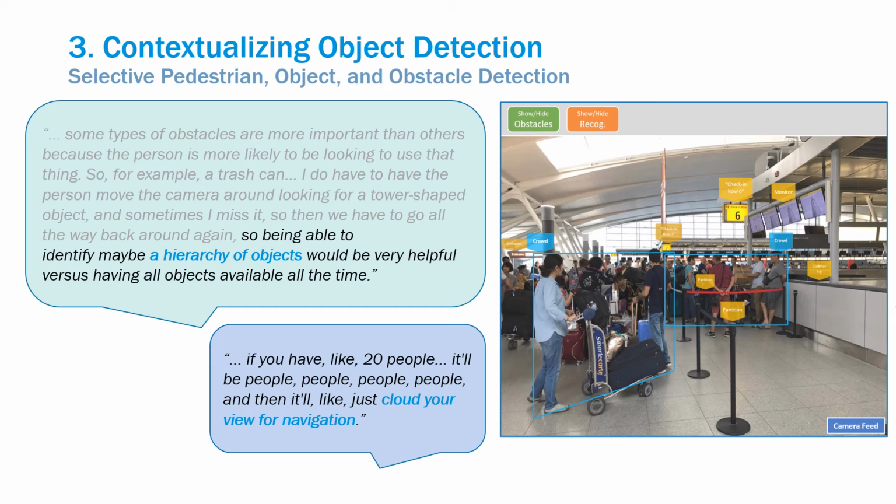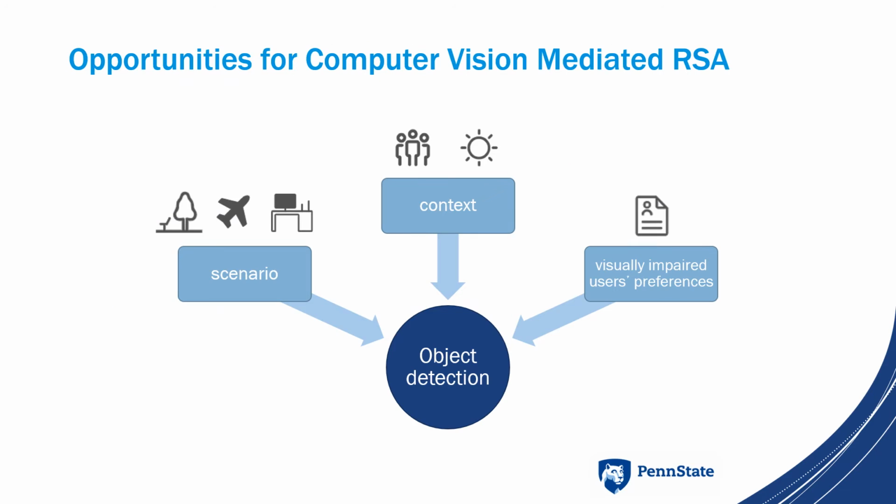If you have like 20 people, it would be people, and then it would like just cloud your view for navigation, end quote. This agent was concerned that the feature of object or pedestrian detection could overwhelm her and overpopulate the video feed in busy locations. This brings us to one of the key topics we discussed in the paper, opportunities for computer vision algorithms in RSA. Also, see our written discussion for more details.